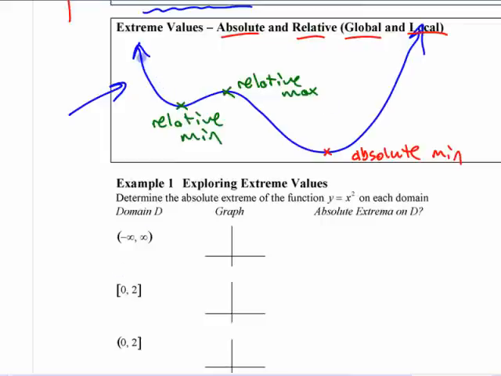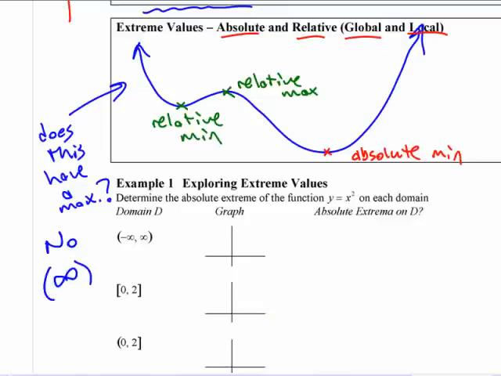So, what does this have as a maximum here? Does this thing have a maximum? Well, yeah, you could say the maximum is infinity, but since that's not a finite number, which is why they call it infinity, it's not an absolute number. Yeah, let's call it infinity.